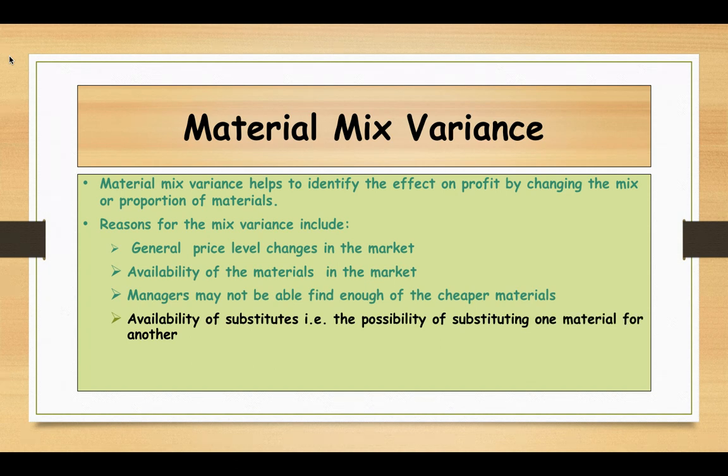Availability of substitutes, i.e., the possibility of substituting one material for another. In this case, managers can use more proportion of cheaper materials instead of the proportion of expensive materials. In these cases, if there is an availability of substitutes, it would be appropriate to monitor the manager's performance based on the mix variance, as there is a possibility that managers can change the mix of materials.